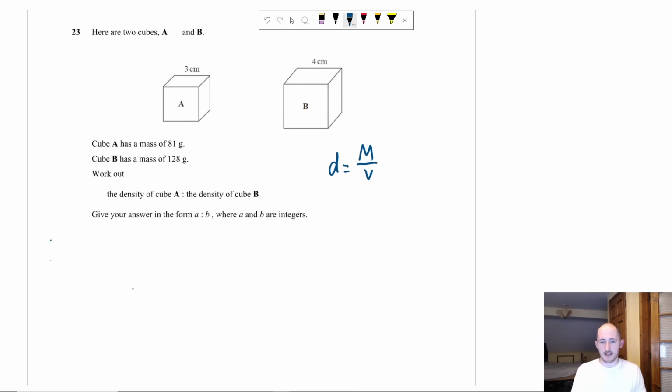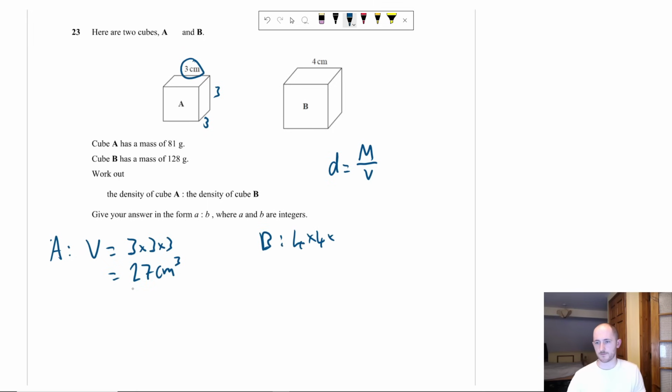So the volume of A, the volume of a cube is just all the lengths multiplied together. So 3 times 3 times 3. 3 times 3 is 9, times 3 is 27 centimeters cubed. For B, the volume is 4 times 4 times 4. If you've played enough Minecraft, you should know how much this is. 4 times 4 is 16, times 4 again is 64.